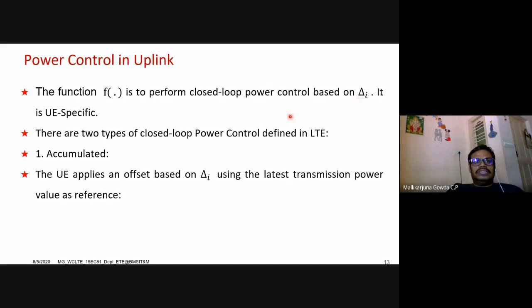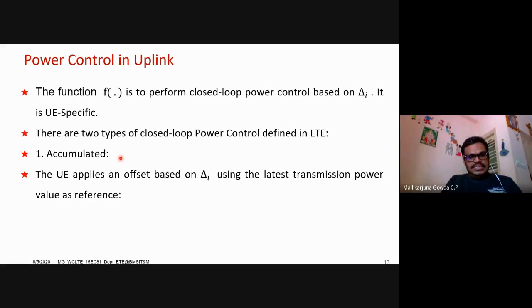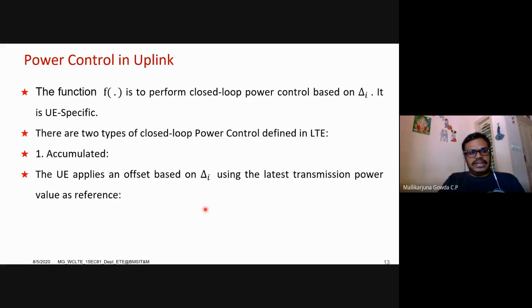In closed loop power control there are two types defined in LTE. One is accumulated and another one is absolute. Let me say what accumulated is. In this case, the user equipment applies an offset based on the value of delta I, the user equipment specific closed loop correction value included in the physical downlink control channel. So in the accumulated type, the UE applies an offset based on this value, using the latest transmission power value as the reference.